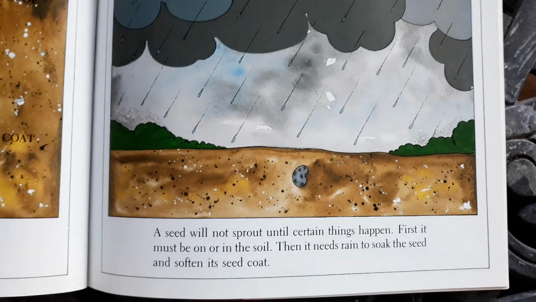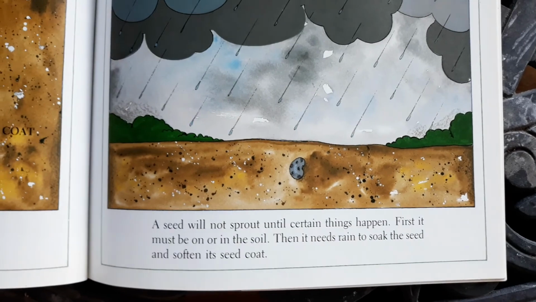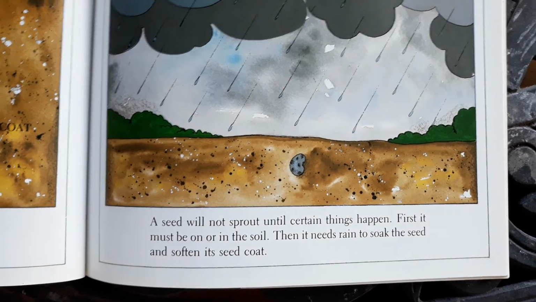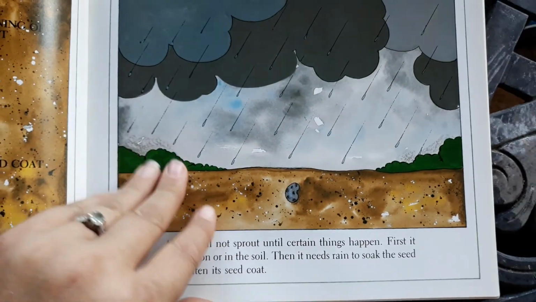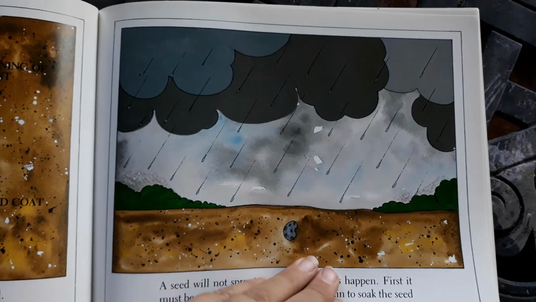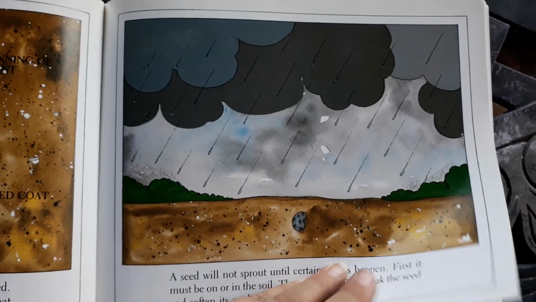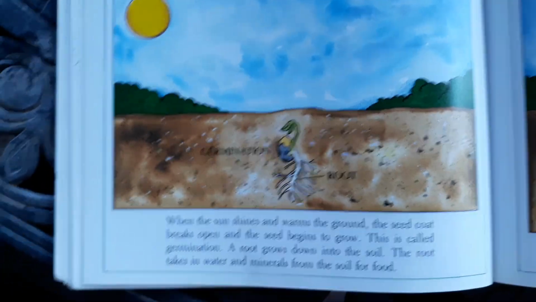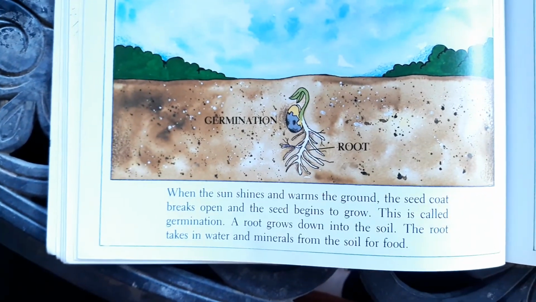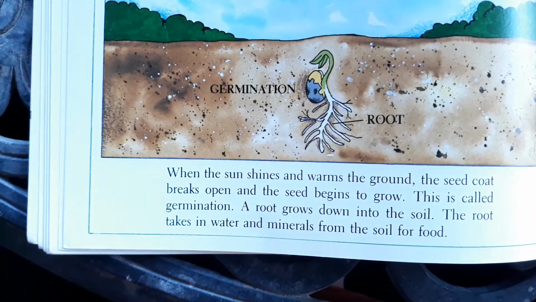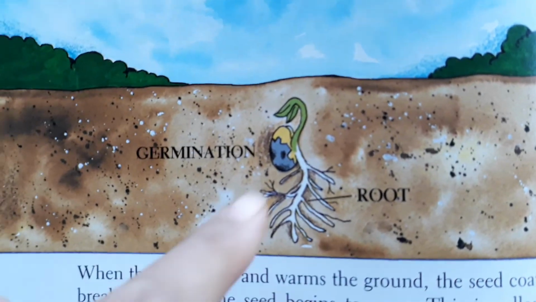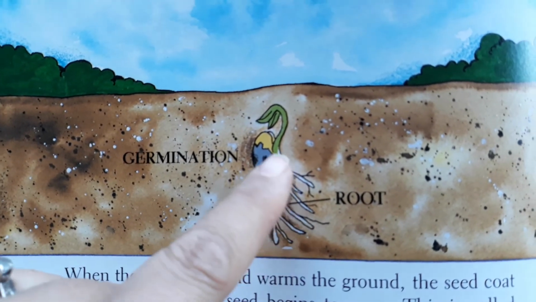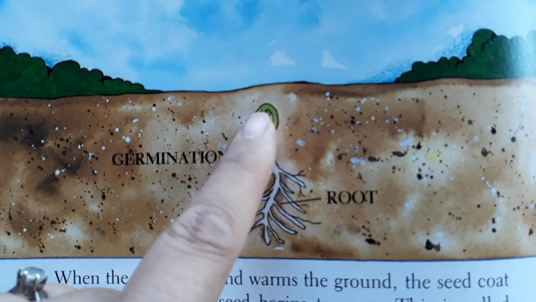A seed will not sprout until certain things happen. First, it must be on or in the soil. Then it needs rain to soak the seed and soften the seed coat. That looks like one of our monsoon storms we have in the summertime, doesn't it? When the sun shines and warms the ground, the seed coat breaks open and the seed begins to grow. Can you see that seed starting to grow? Can you see the root coming out? And can you see the little tiny plant starting to push its way up?